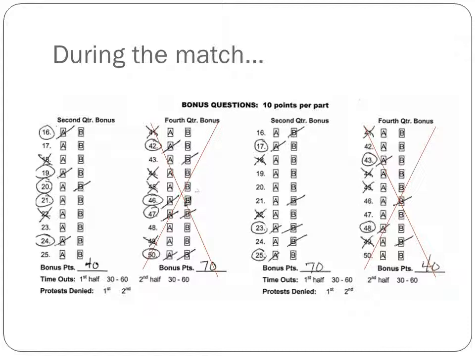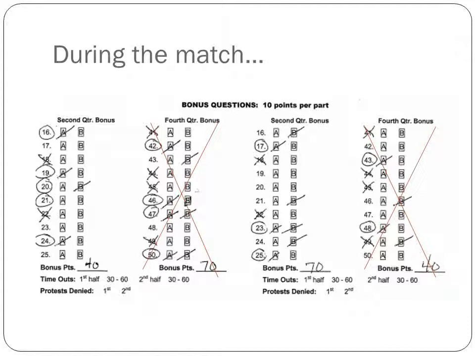Notice that for bonus 16, School A correctly answered Part A, and School B, on the right, correctly answered Part B. Also notice that questions 18 and 22 were not scored because the toss-ups for those were not answered correctly by either team. Thus, those lines were skipped.